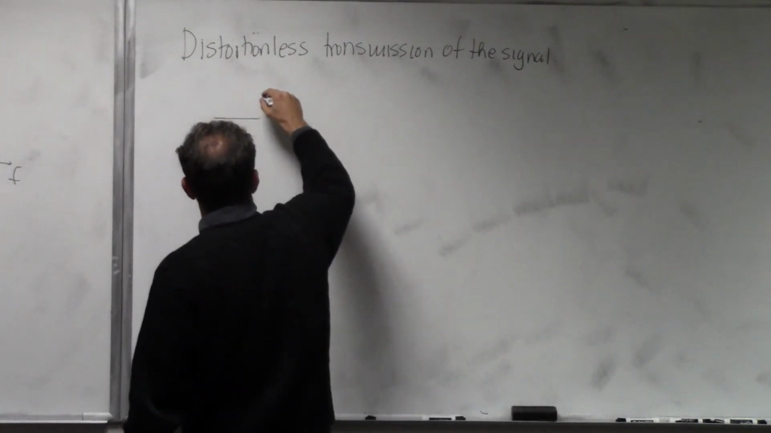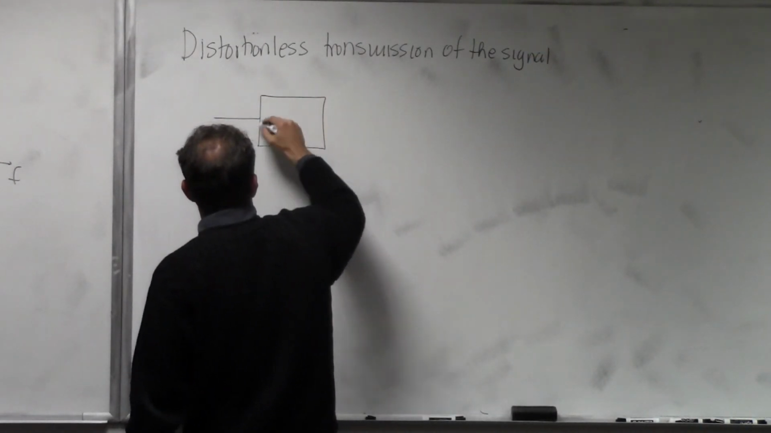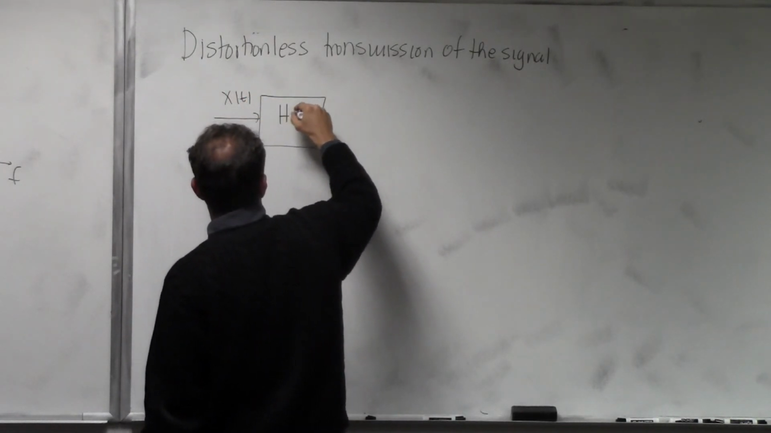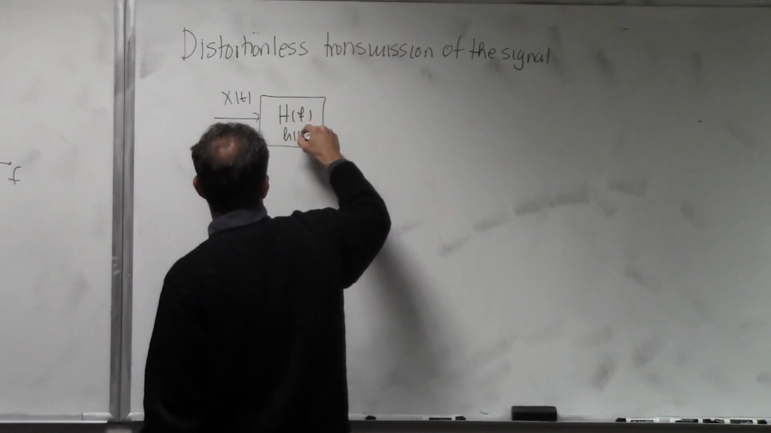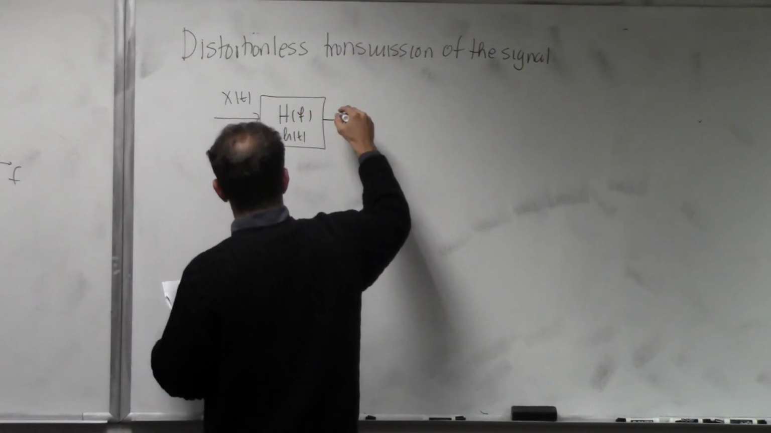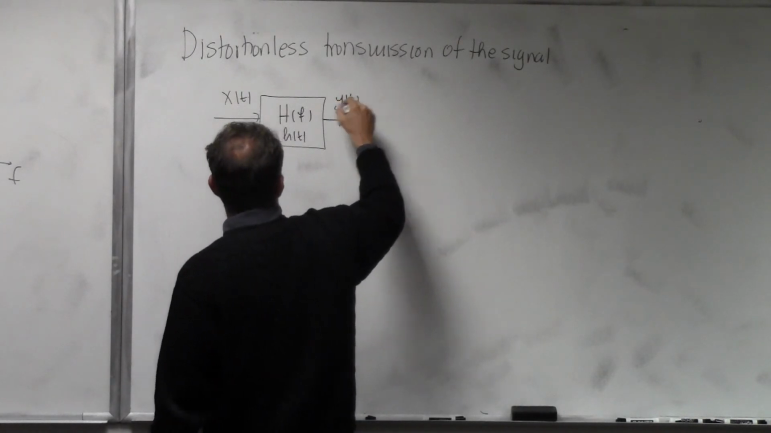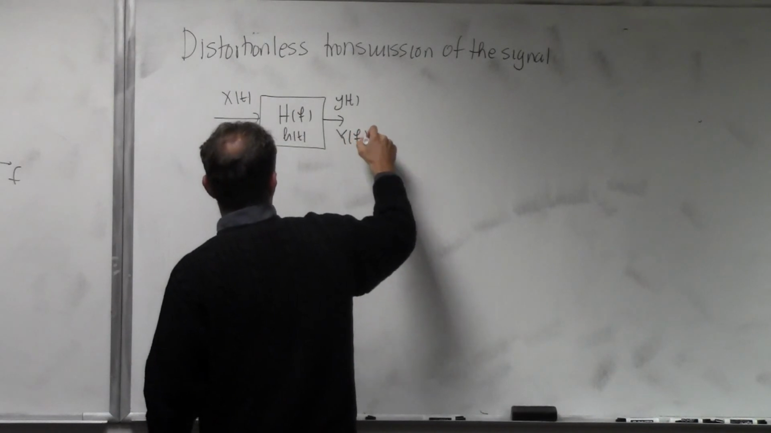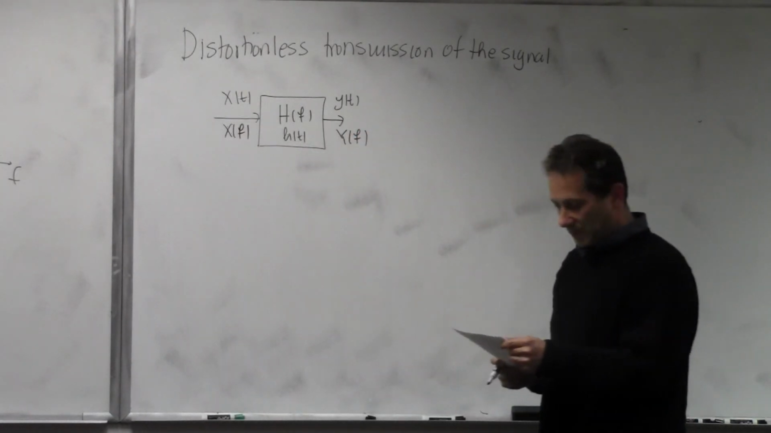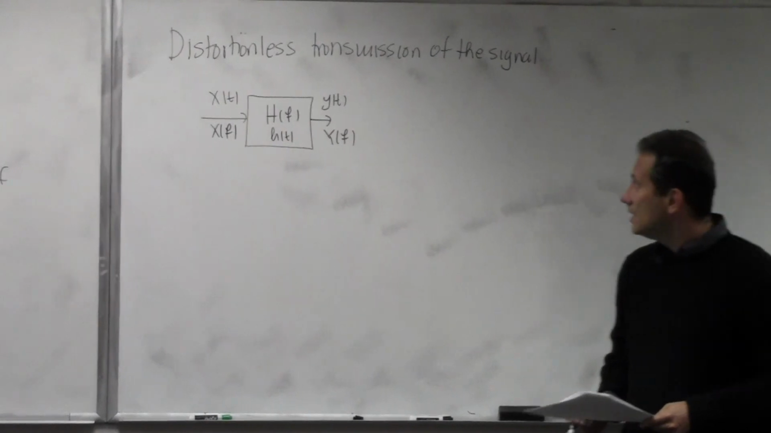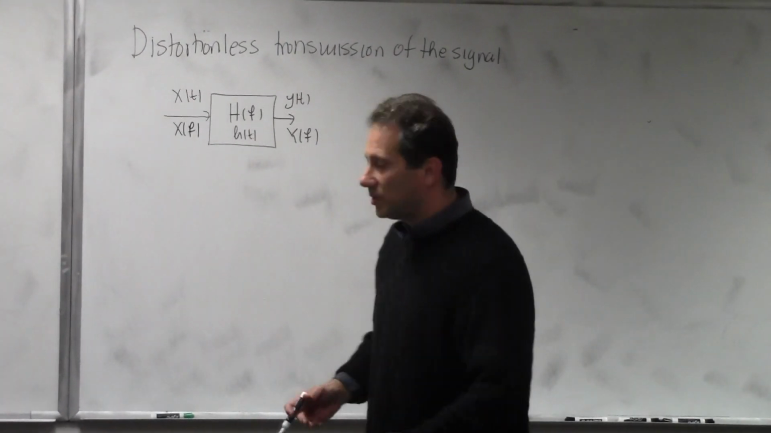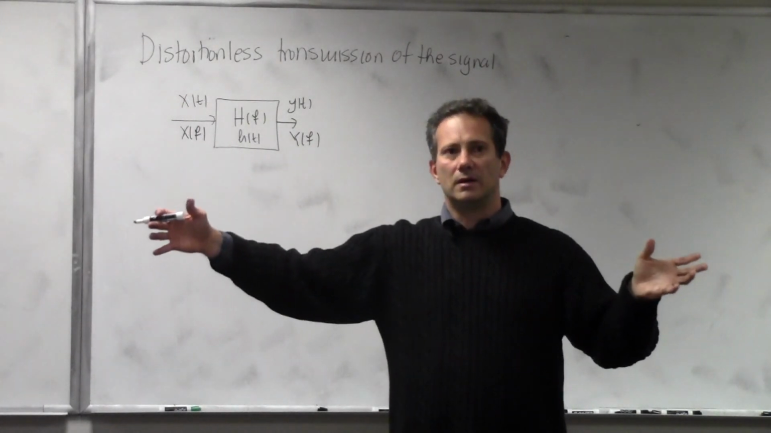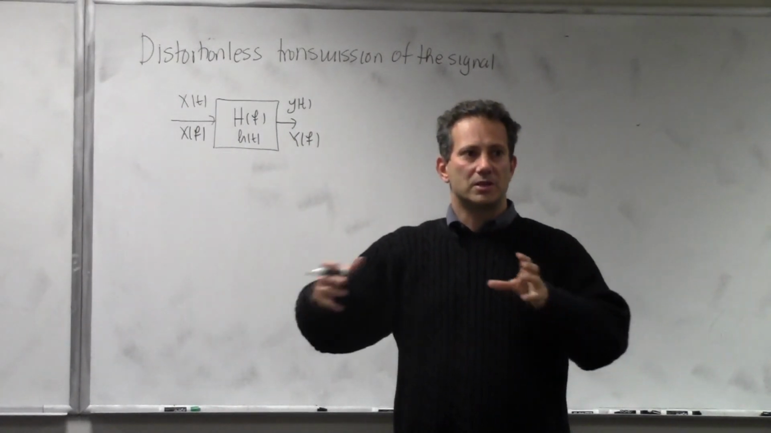Let's say I have a linear system and I present the signal x of t, and this is H of f and equivalently h of t. And I get my signal y of t, or, as we learned, this can be Y of f if you look at this in the frequency domain. This linear system here, I draw as a box. But usually, it consists of multiple blocks that are chained together.